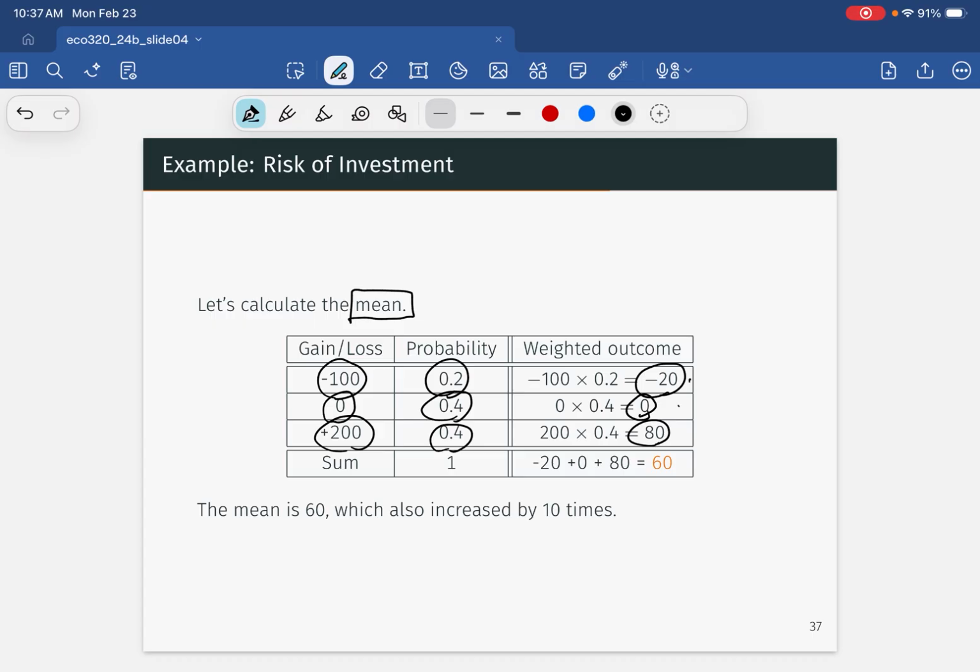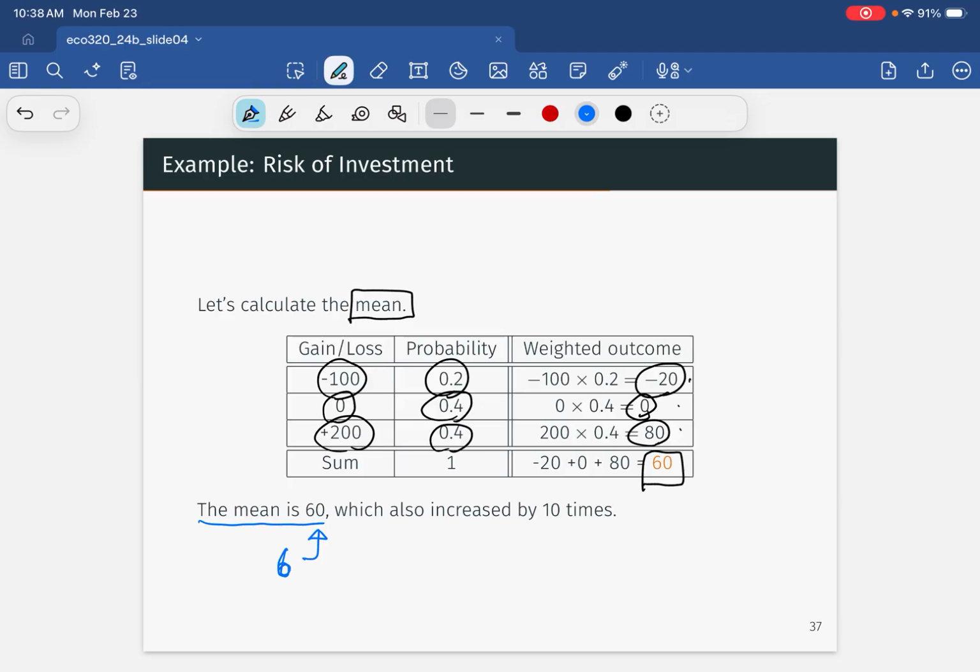So you get 3 probability weighted outcomes, and their sum is 60. 60 is the mean, right? Remember, the original mean was 6, right? So it is intuitive. The mean becomes 10 times larger. That's because I scaled my investment by 10 times. So everything is amplified, increases by 10 times.